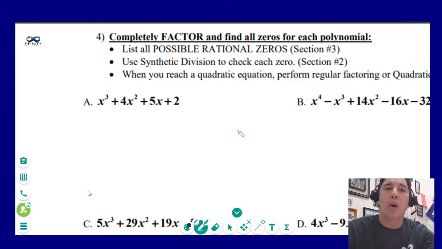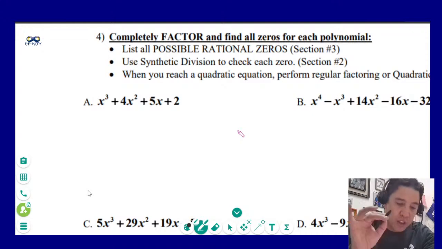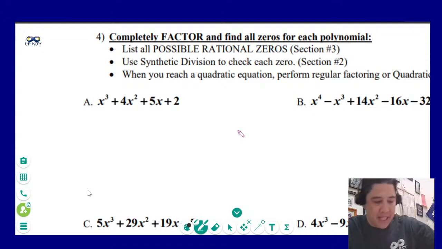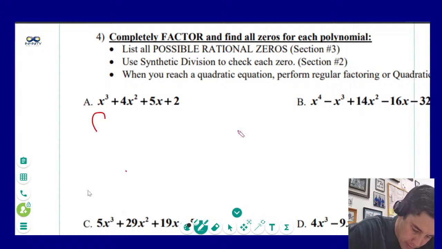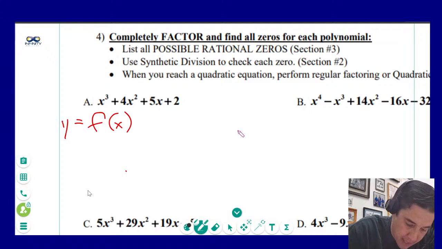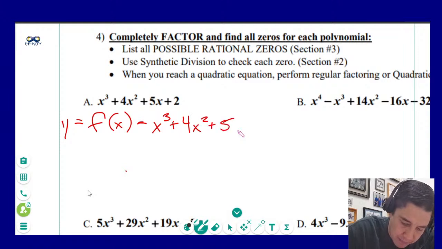Zeros is another word for roots. Roots is another word for x-intercepts. X-intercepts is the value of x when y equals 0. Very important. So what they're actually asking is if you had this function f of x or y, you could call it either one, is equal to x to the third plus 4x squared plus 5x plus 2.